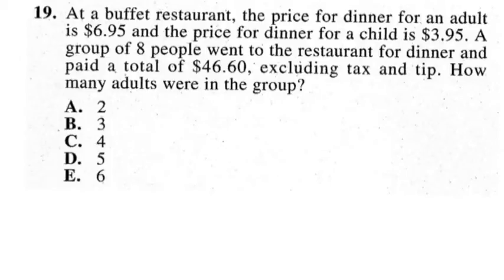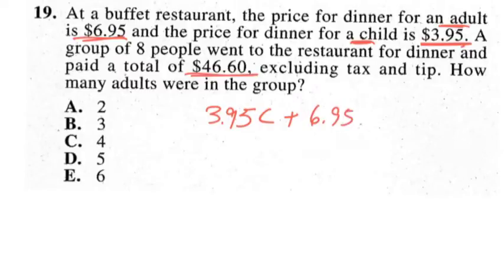Now let's see if we can start to pick this up as we go. When we watched this, the first thing we noticed is that the price we're paying for a child is $3.95. This goes into my equation for the amount. Adults pay $6.95, and altogether we spent $46.60. So that equation would be: $3.95C plus $6.95A equals $46.60.